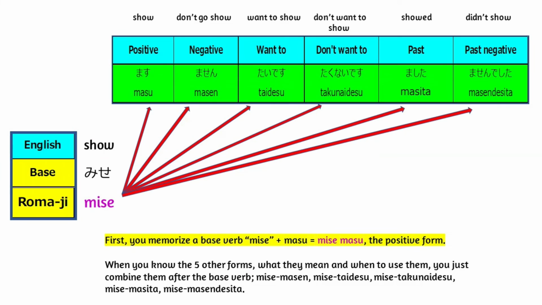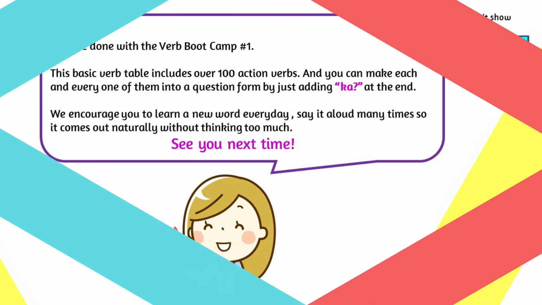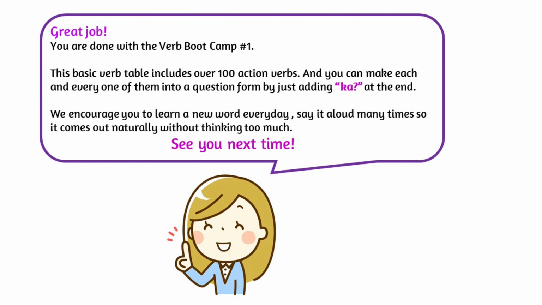Base verb for show is 見せ, so you memorize ます form first. 見せます。Later, you can practice other 5 forms. 見せません。見せたいです。見せたくないです。見せました。見せませんでした。Great job! You are done with the verb bootcamp number 1.